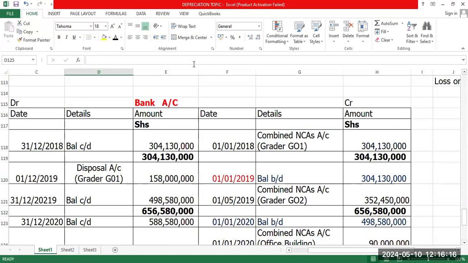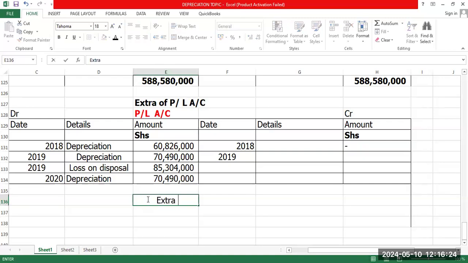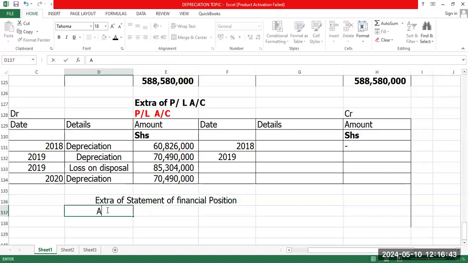Any question? We go to the extract of, that's today, extract of statement of financial position. Then we say as at.